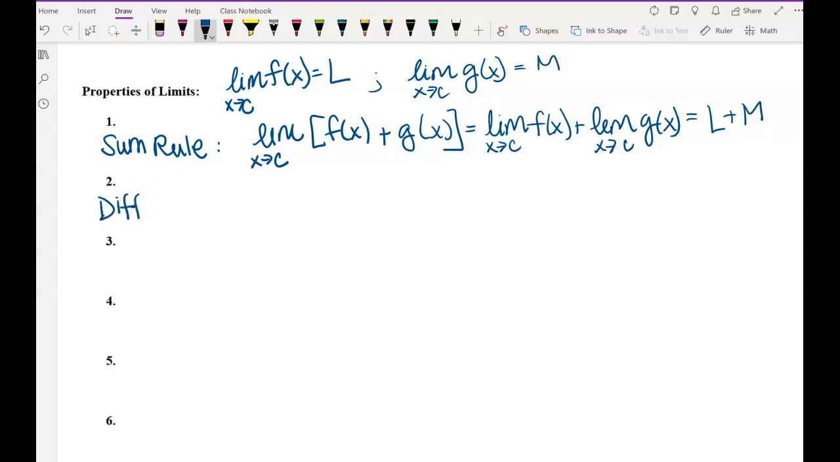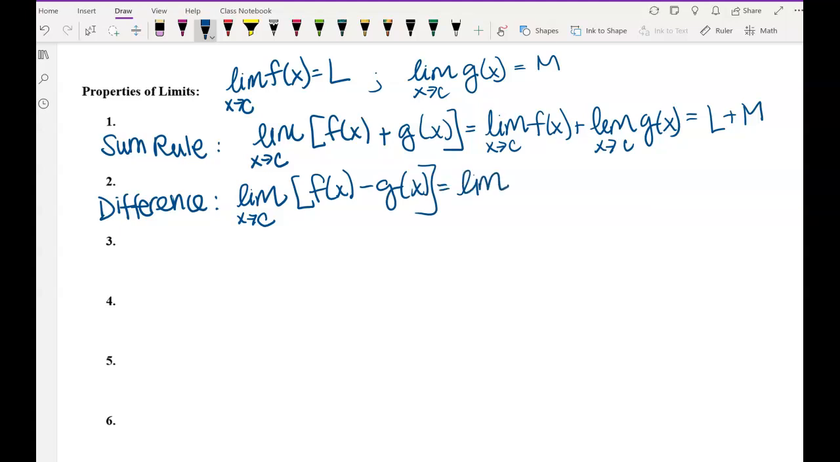Difference, we can also subtract them. So it's very similar to the sum. If x approaches c and we take f of x minus g of x, if that's too difficult to find the limit, then find the limit of each one independently, then subtract them. Because sometimes it's easier to do smaller functions. So that means whatever the answer is, we subtract one from the other.